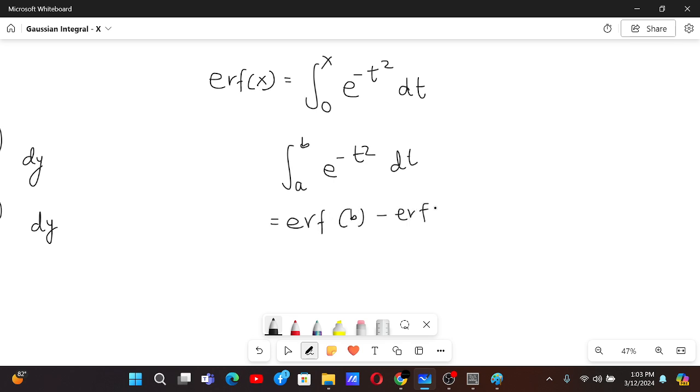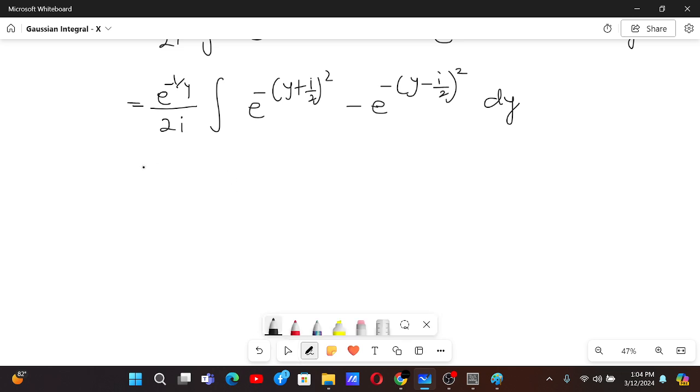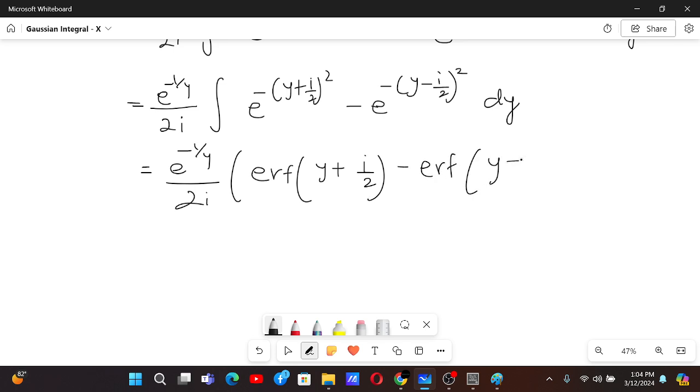And we can see that the erf function actually also acts like the indefinite integral too, because this is erf of b minus erf of a. We can also say that the indefinite integral is also the erf of t, and then we can evaluate this at the limits. So this says that the erf function can be used as an indefinite integral too. Now let's use this as indefinite integral over here, and that gives us e to the power minus 1 by 4 by 2i, and this is erf of y plus i by 2 minus erf of y minus i by 2.